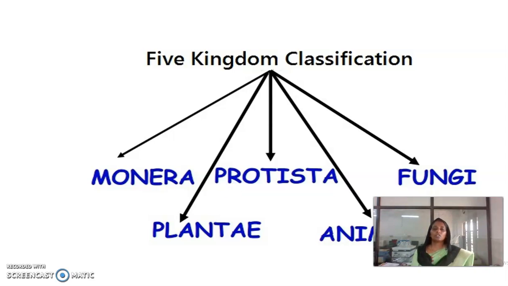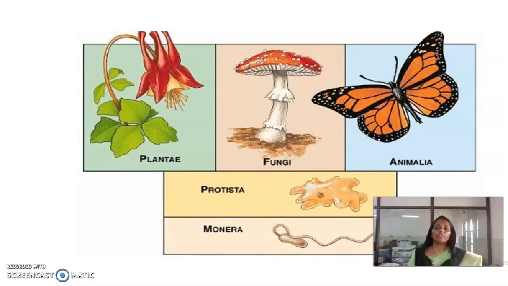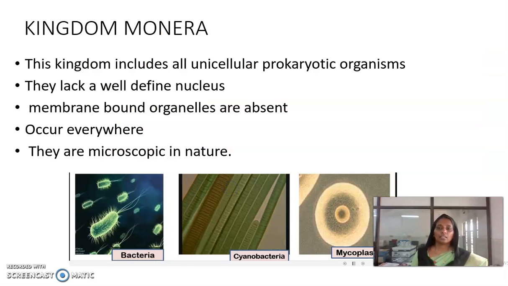The 5 kingdom classification includes kingdom Monera, kingdom Protista, kingdom Fungi, kingdom Plantae and kingdom Animalia. Kingdom Plantae contains mainly plants, then kingdom Fungi mainly contains fungi, that is molds, yeast and also mushrooms. Then kingdom Animalia mainly contains animals including insects. Then Protista includes Euglena, amoeba, etc. Monera includes all bacteria including cyanobacteria. Then first we can see kingdom Monera.